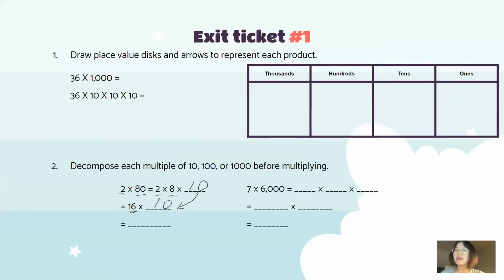And what's 16 times 10? That is 160. Okay, and let's look at our second one. 7 times 6,000. We can write as 7 times 6 and times 1,000, right? Okay, and what is 7 times 6? That is 42. And times 1,000. And what's 42 times 1,000? That is 42,000.